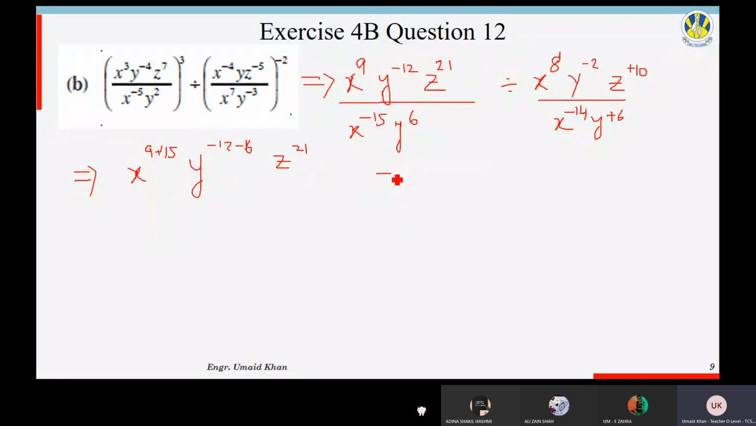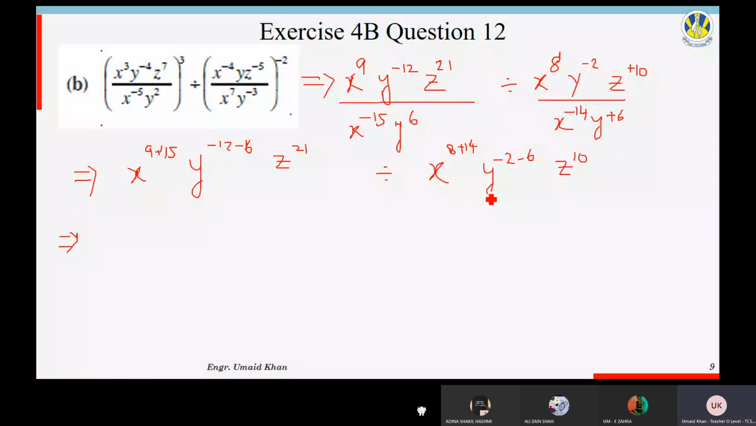Okay. Now simplify this as well. The expression on the right hand side. What will be the power of x? It will be 8 plus 14, right? 8 plus 14. Then the power of y will be 2 minus 6. It will be minus 8.